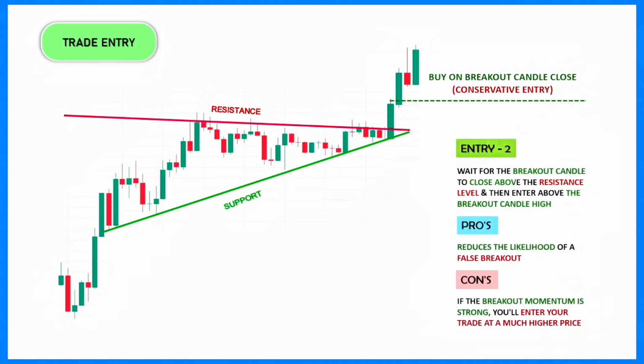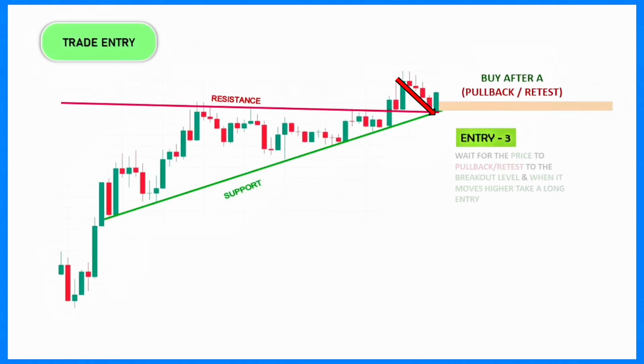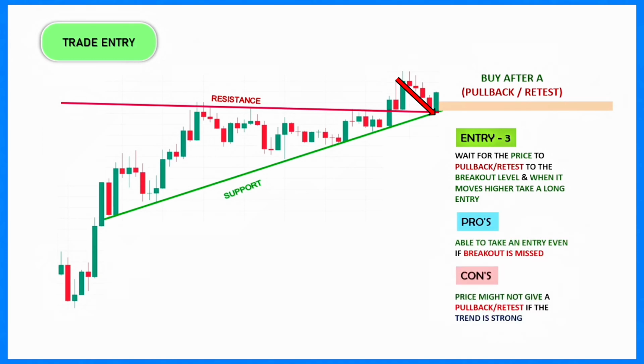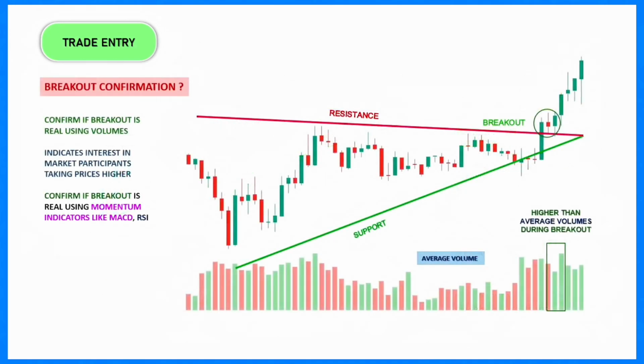If you're more experienced, you can wait for the price to pull back and retest the broken resistance line. Even if you miss the initial breakout, this method can give you a better entry price. But remember, the market doesn't always retest. Choose your approach based on whether you're conservative or aggressive, and always confirm the breakout with volume and other indicators to ensure the market truly wants to push higher.